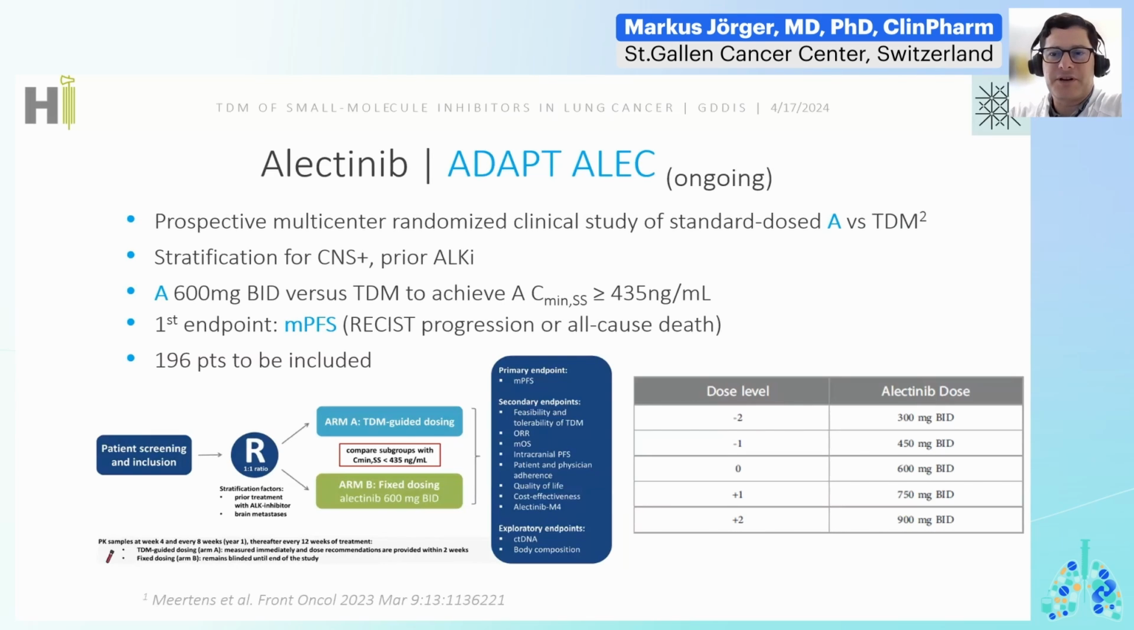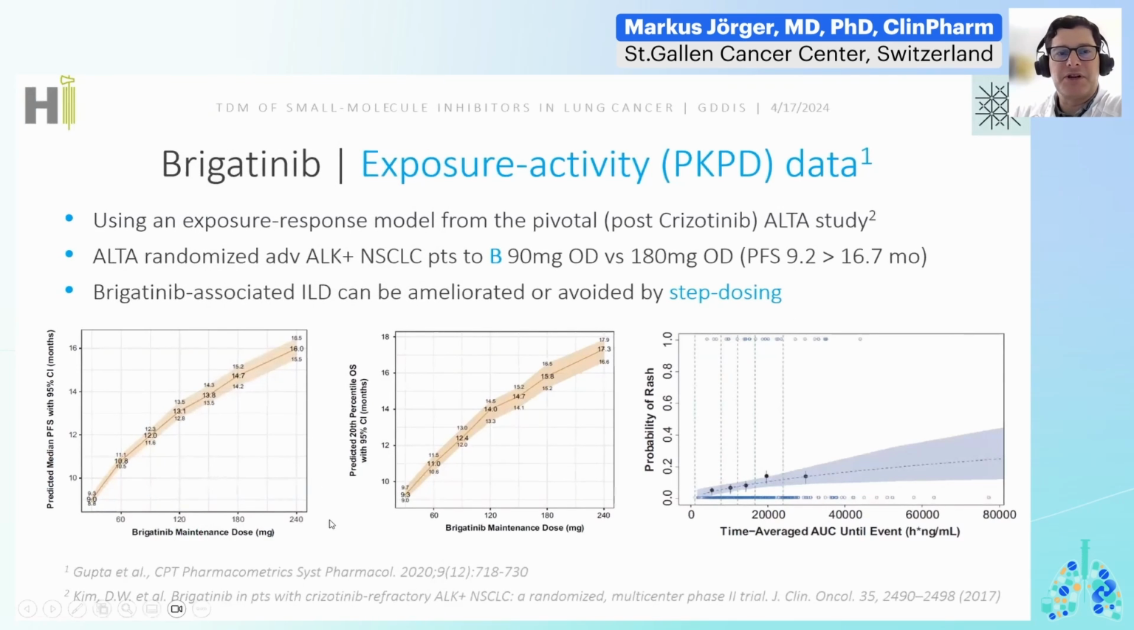I think some French centers have potentially joined the trial. ADAPT-ALEC, a very nice initiative that has to be applauded, a prospective randomized trial that compares standard dose of alectinib, so 600 mg BID versus a TDM that intends to achieve a minimal C trough level of 435 nanogram per mil. Also with probably the same dosing algorithm. And the primary endpoint of the trial is median progression-free survival, a pretty large trial. So this is an initiative that has to be really applauded.